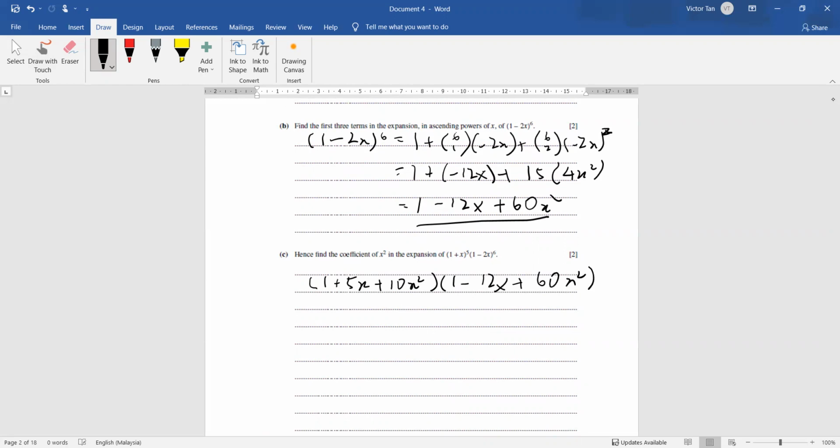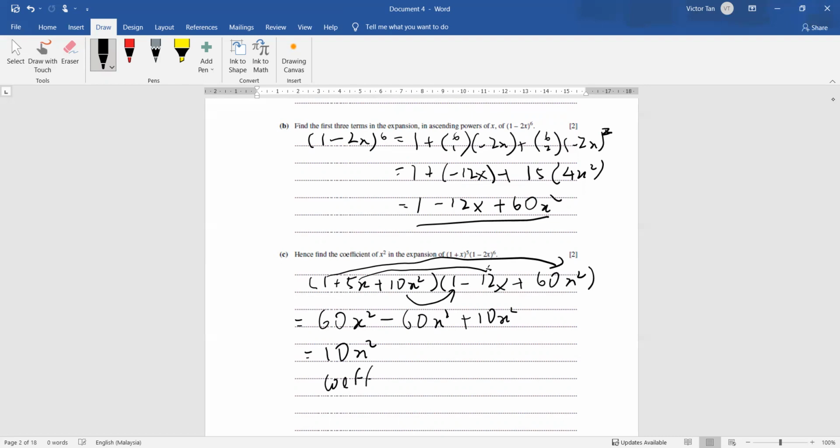So I'm interested in the term of x squared. So I will take this term, 1, times 60x squared. This term, 5x, times minus 12x, giving minus 60x squared. And this term, 10x squared, times 1. So the answer is 10x squared, and the coefficient.